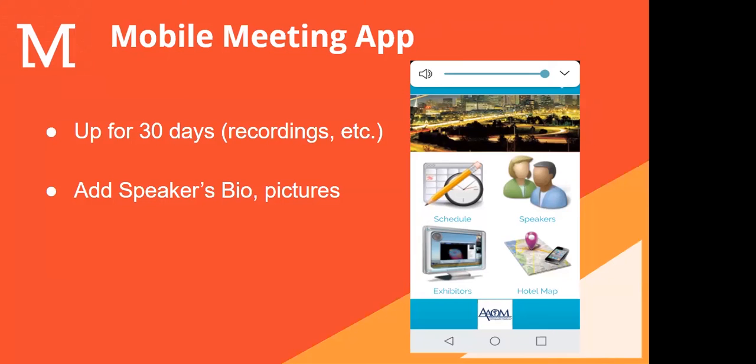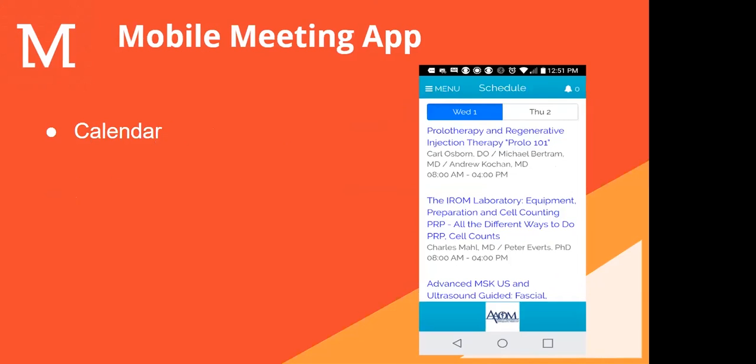Now, one of the things that we have that goes with your meeting as well, your conference, is the use of a mobile meeting app. The mobile meeting app that comes with MemberBoss here will be up for 30 days with the recordings, etc., and all sorts of materials that you'll need. You can add the speaker's biography, the pictures, whichever you like, with your mobile meeting app. It comes also with a calendar, which has the schedule of all the events that are going on during the conference, during the meeting: the place, the time, the location, and everything.